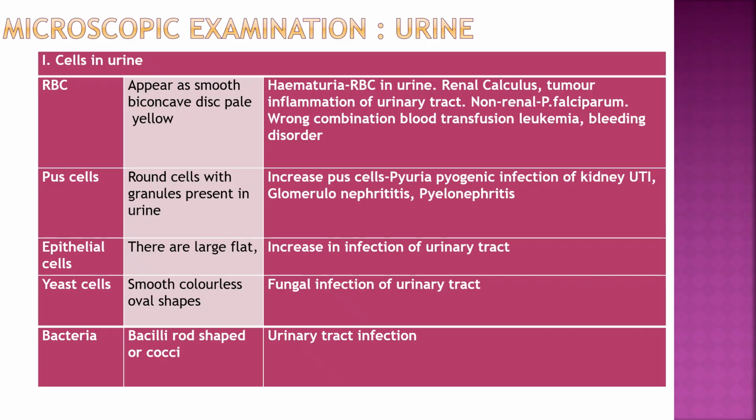So there are RBC, pus cells meaning WBC, epithelial cells, yeast cells and bacteria. So mainly RBCs are seen in hematuria, pus cells are seen in urinary tract infection, then yeast cells are seen in fungal infection, and bacteria in urinary tract infection.